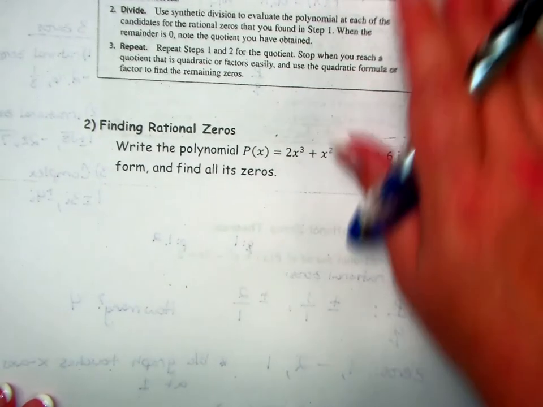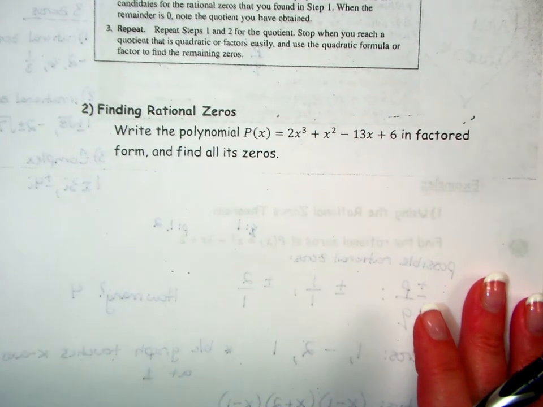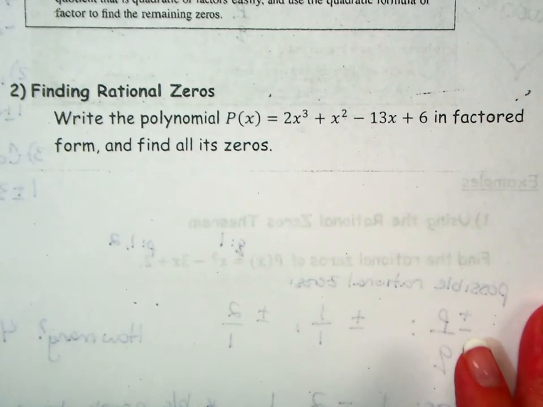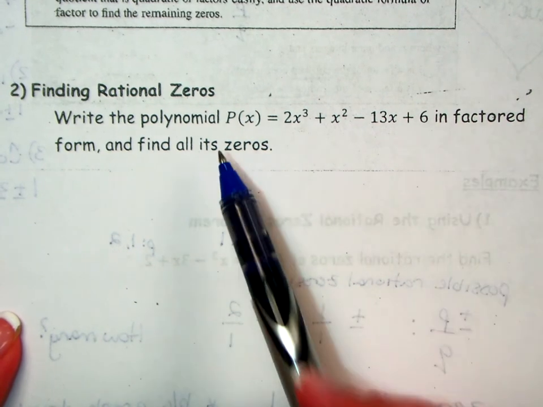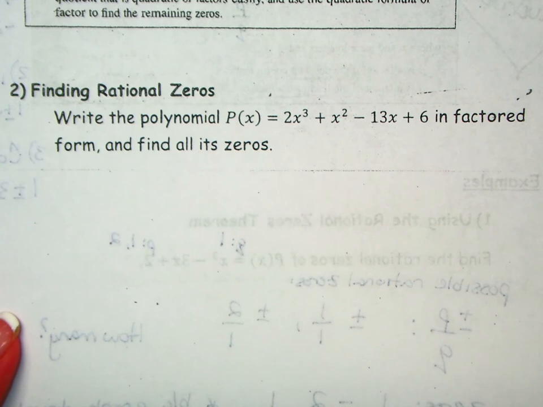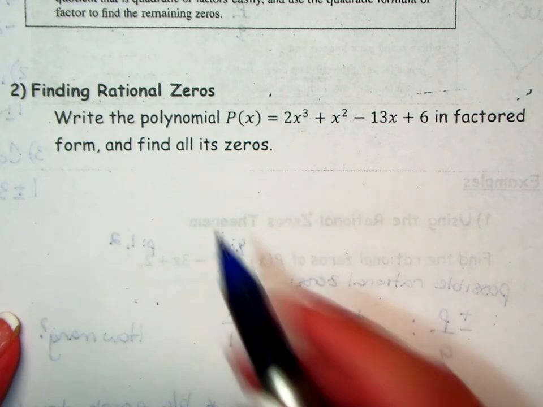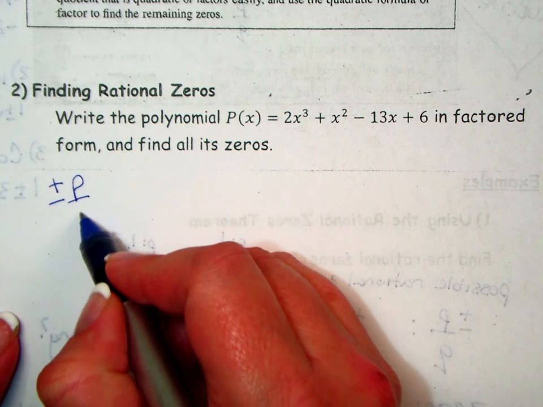All right, example 2. We have this polynomial, 2x cubed plus x squared minus 13x plus 6. Write it in factored form and find all its zeros. I like to find the zeros first and then do the factored form second. So the first step is to figure out how many rational zeros it has, right?